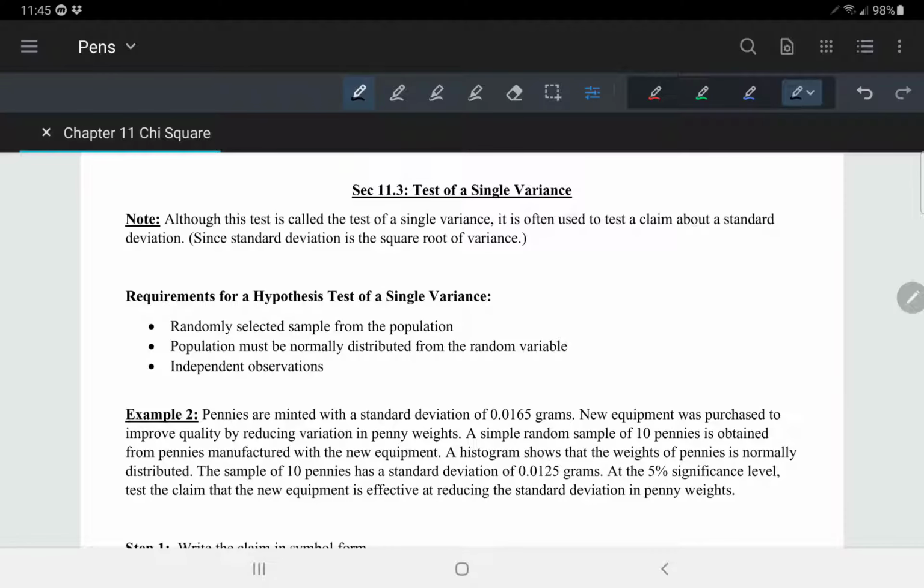This is a test that's called the test for a single variance. It's often used to test a claim about a standard deviation, and that's just because the standard deviation is the square root of variance. There are some requirements that we need for a hypothesis test for a single variance. We need randomly selected samples. The population must be normally distributed for the random variable, and we do need independent observations.